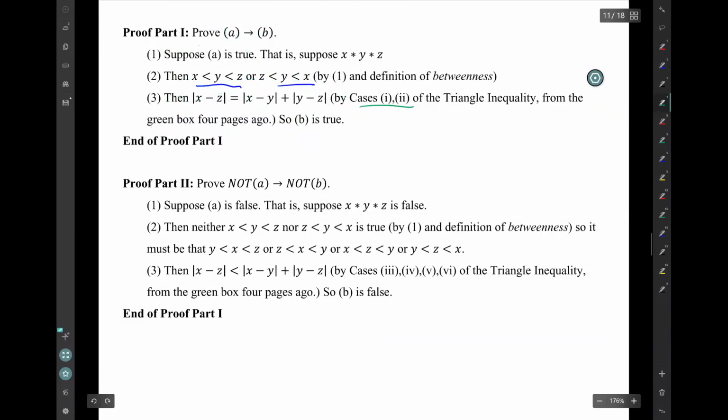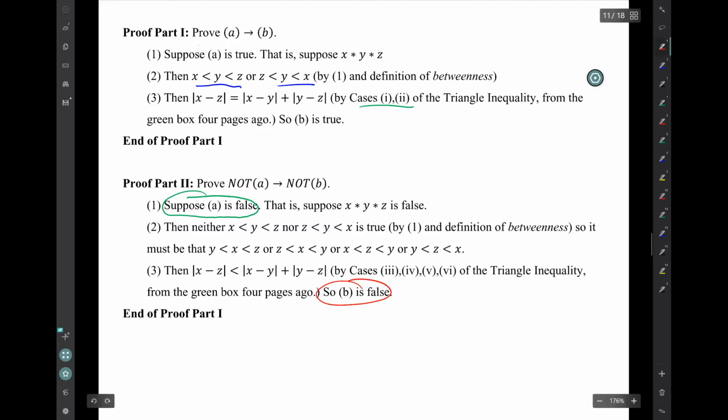So that's the end of our proof that if A is true, then B is true. Now, what about the proof that if A is false, then B is false? Well, the proof structure will be the same. We start by supposing the hypothesis, suppose that A is false, and we have to end by showing that B is false.